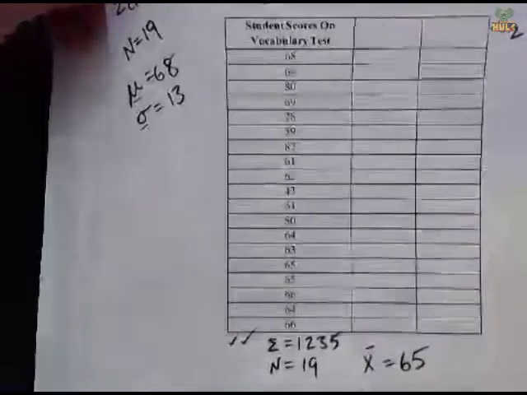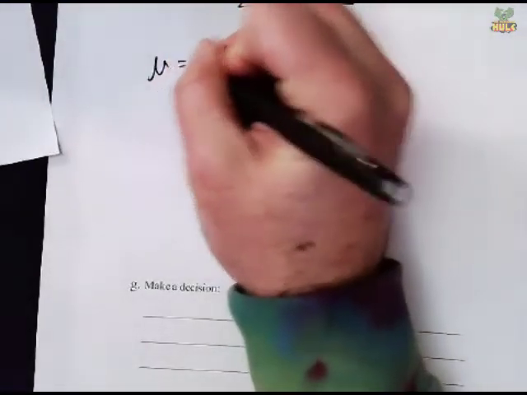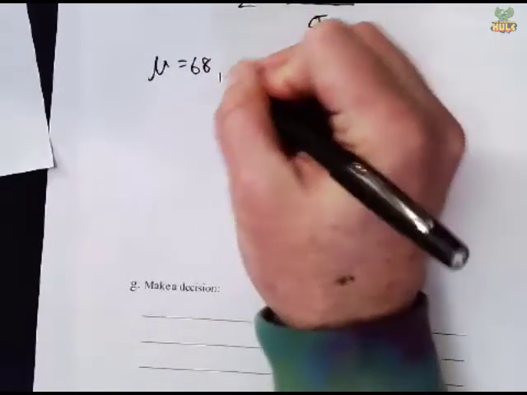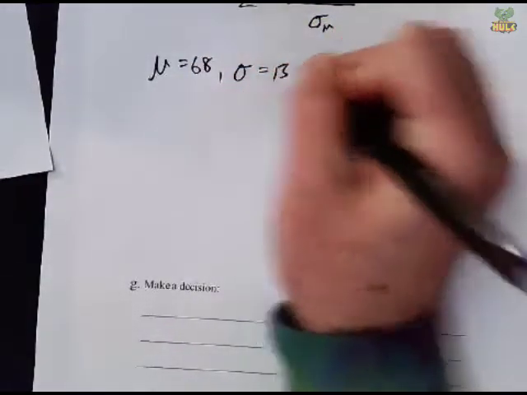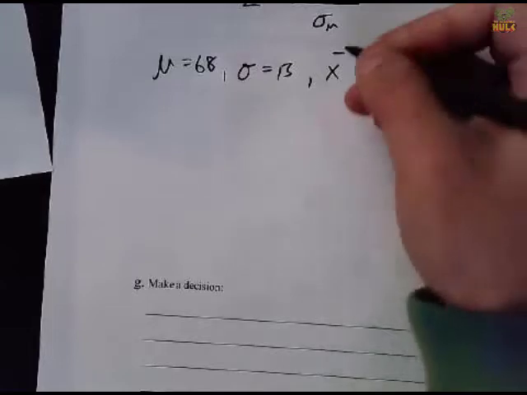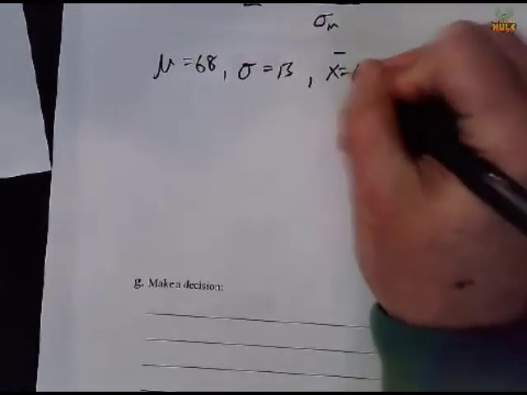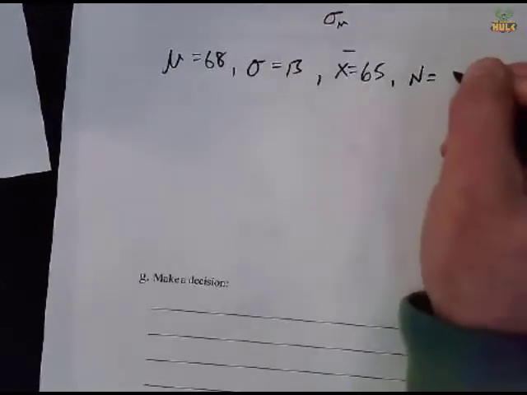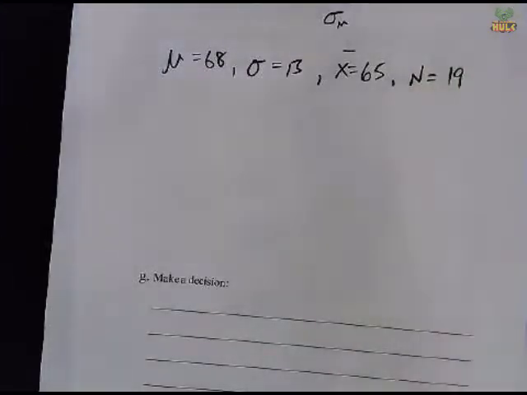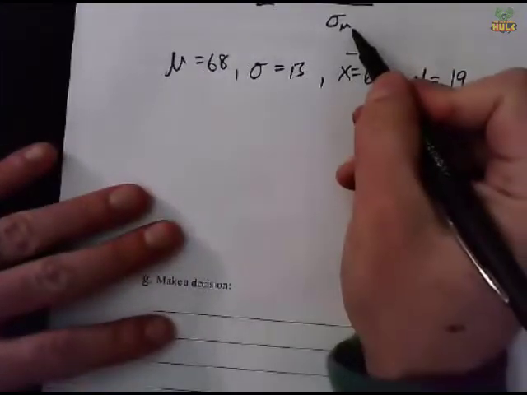Okay, so what we want to do then is take those values that we already wrote down: 19, 68, 13, and 65. So let me write them down over here as well. Mean equals 68 for the population. Standard deviation is 13. Our sample mean was 65. And our sample size is 19. All right, so now we need to figure out this.